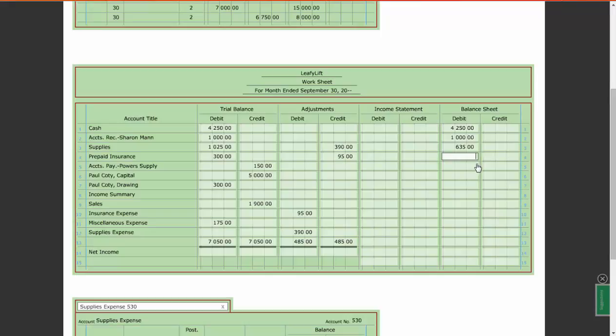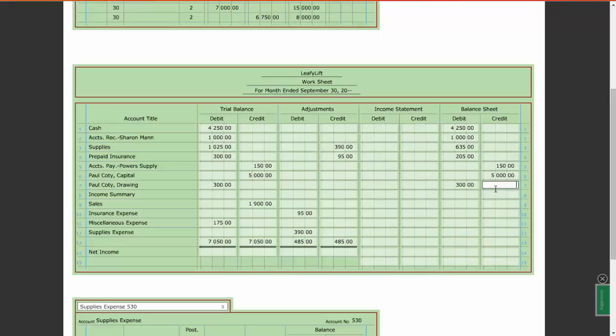I will do the same thing for prepaid insurance. I have $300. I'm going to subtract $95, and that's going to give you $205. Accounts payable, Power Supply, is a liability. Liabilities go on our balance sheet, so I'm going to put $150 over there. Paul Cody Capital is owner's equity, goes on our balance sheet for $5,000 as a credit. Paul Cody Drawing is also owner's equity, still goes on our balance sheet, but it goes as a debit for $300.